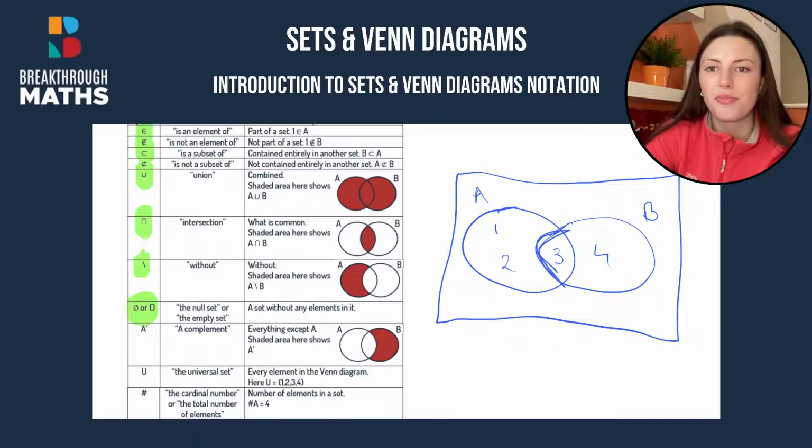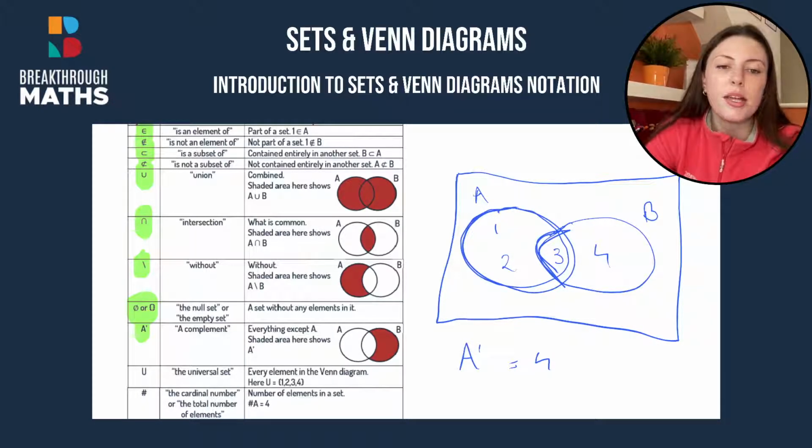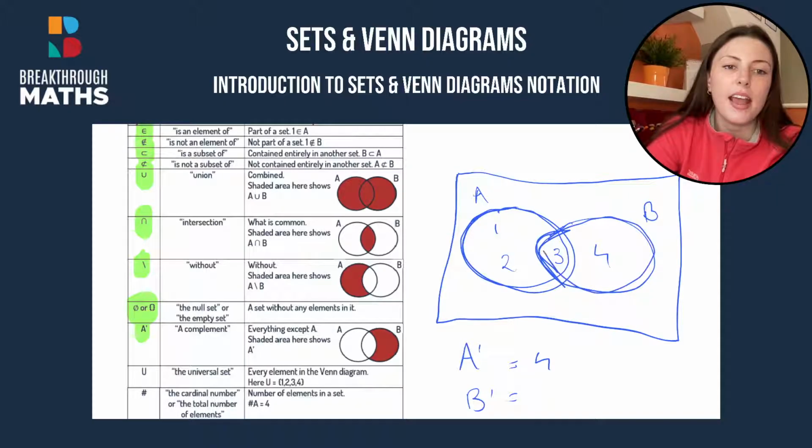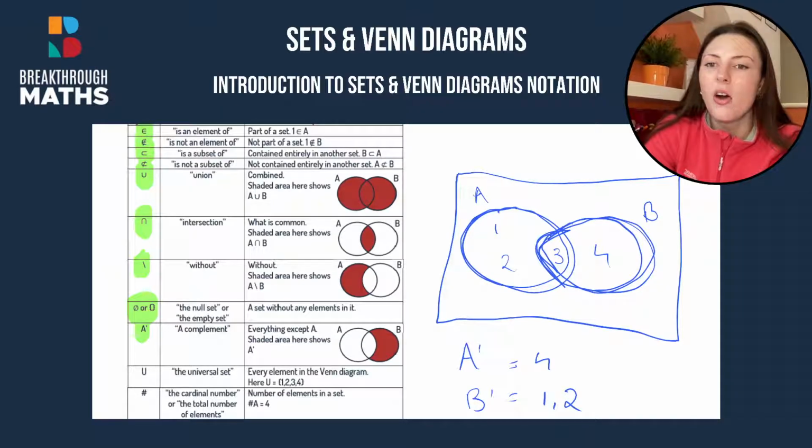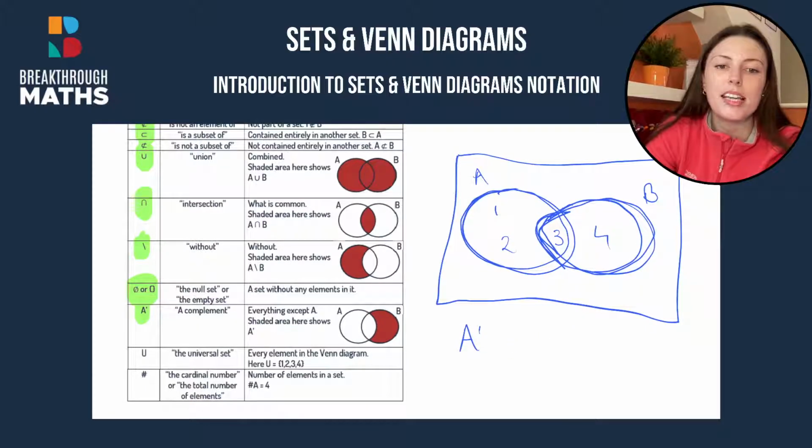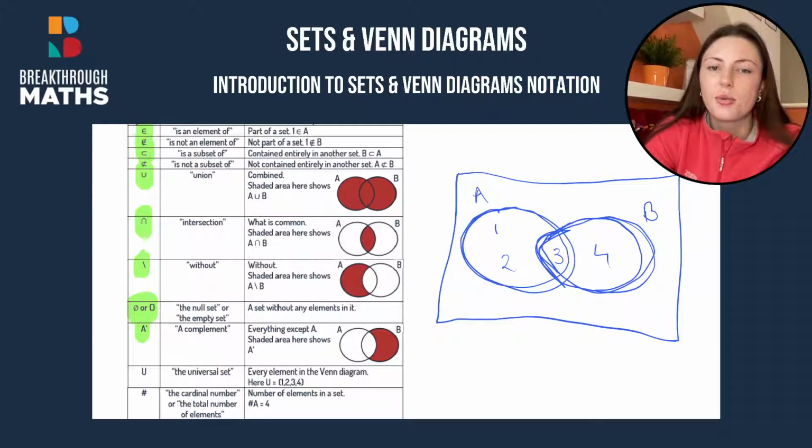It's empty. Then if we have A complement, that means everything except A. So A complement would be 4 in this case. Everything except what is in the circle A. If we had B complement, which is everything that's not in the circle B, everything except B, we would have 1 and 2. Okay, then we have the universal set. So that's every element in the Venn diagram. So here again, it's 1, 2, 3, and 4.